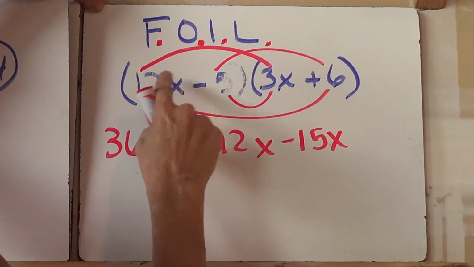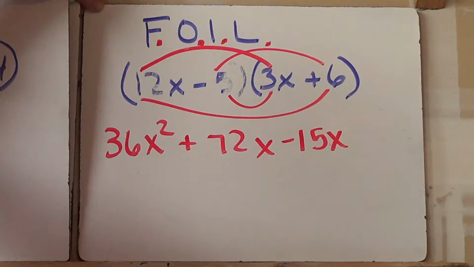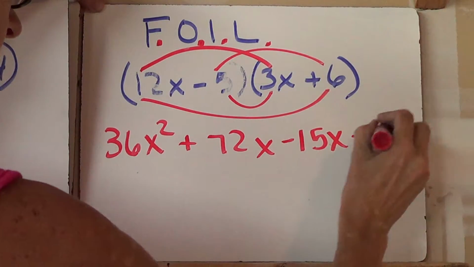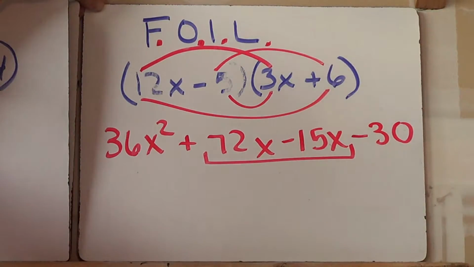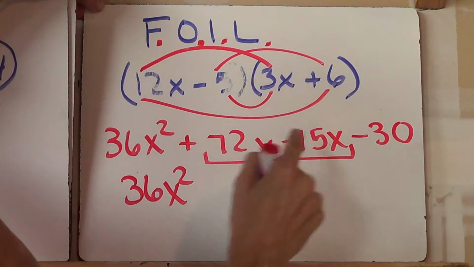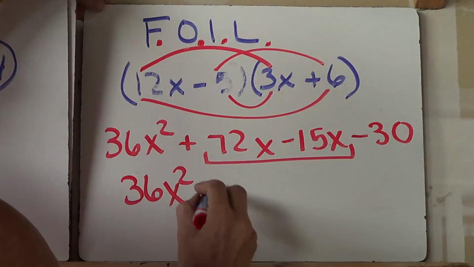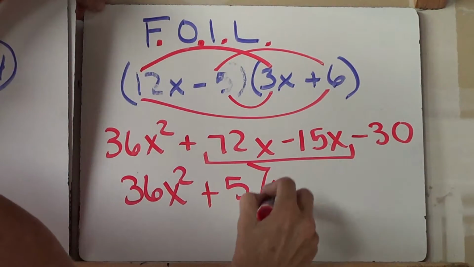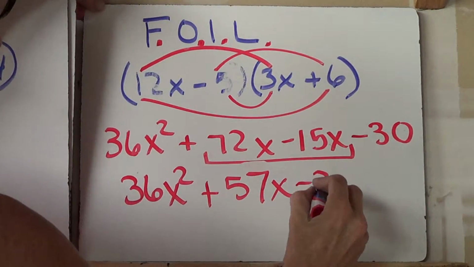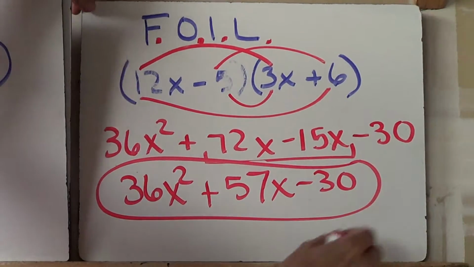Now you've made sure that this multiplies by each of these, this multiplies by each of these, this multiplies by each of these. Okay? So negative 5 times 6 is negative 30. Now your two middle terms, if they're alike, combine them. So we have 36x squared, 72 minus 15 would be 57x, and minus 30. My 7 got crazy there, sorry. That's your final answer. Okay?